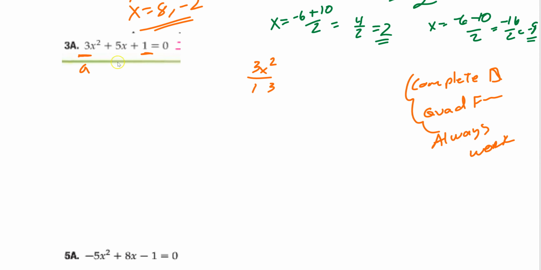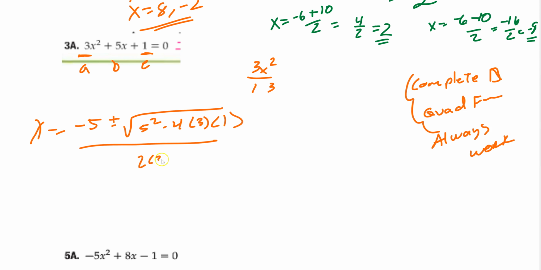I would not complete the square here, because if you try to do that, you've got to get x by itself, and it makes it just ugly. So let's do the quadratic formula real quick. So -5 plus or minus 5 squared minus 4 times a times c, all over 2 times a.